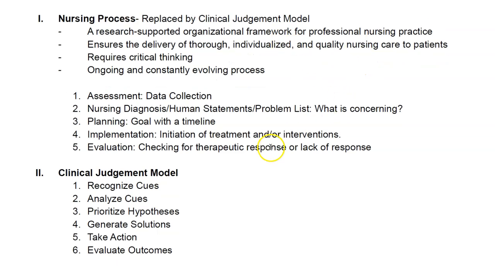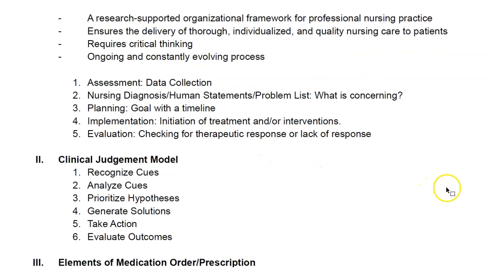Now, the clinical judgment model is very similar. So number 1 would be recognizing cues, which is basically looking at the data, right, as part of your assessment. And number 2 is analyzing cues. So in here, we don't necessarily have an exact idea of what it is exactly, but we're just analyzing. We're looking at the patterns, the trends. What are the possibilities? What may be going on with the patient?